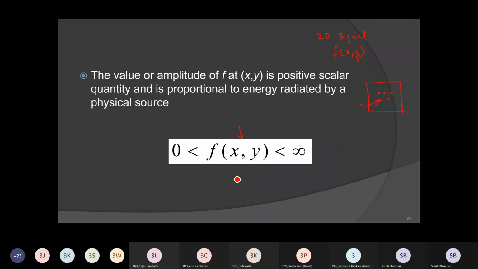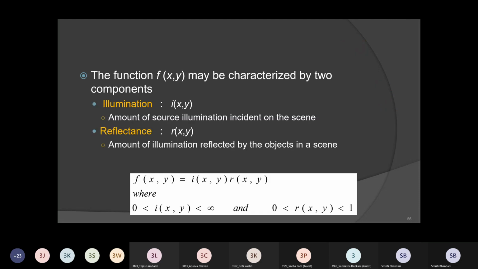Okay. Now, this energy we are talking about, this f of x comma y, is also known as amplitude. So this amplitude lies between 0 and infinity, right? Now, we are having two important components of this function f(x, y). So this f(x, y) is characterized by making use of two components. The first component is known as illumination, right? And this is denoted as i of x comma y.